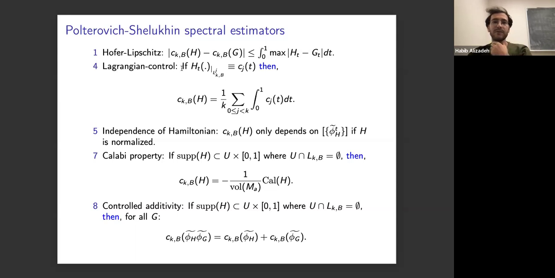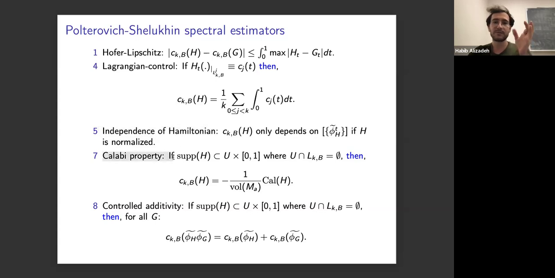something like that. They have a Lagrangian control property. So if you have a time-dependent Hamiltonian, and on the Lagrangians it is only a function of time, then you know exactly what they are. You can just calculate them. They're just the integral of these functions of time. It's the average of these functions. Property 5 is that they only depend on the homotopy class of the path that H generates.